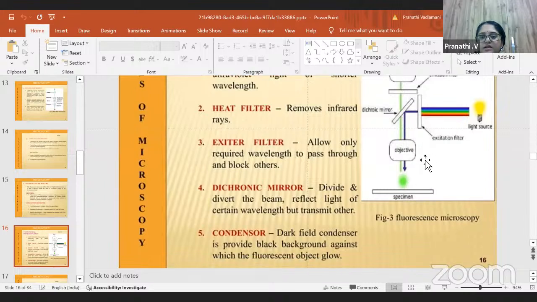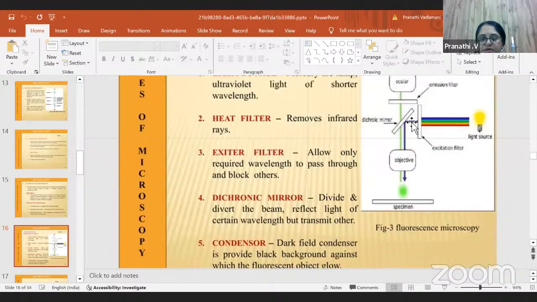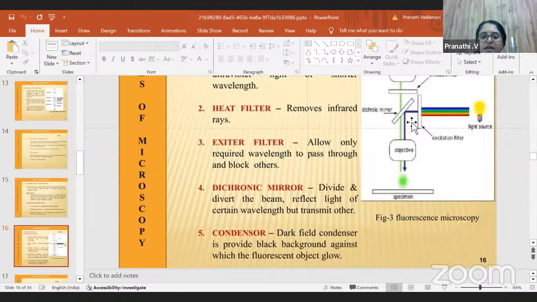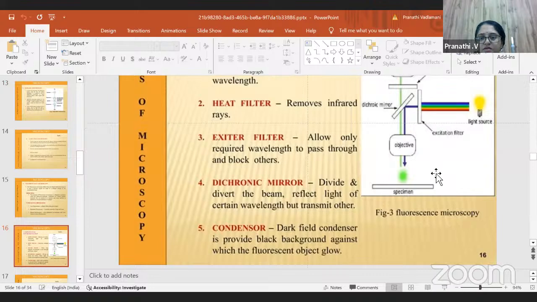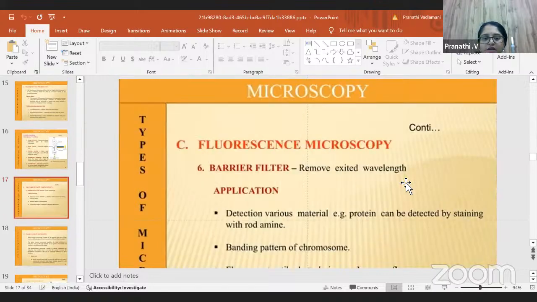So the condenser, we again have a condenser over here. I'm sorry, I missed it. So in this, you're going to get a dark background and the fluorescent object is going to be there. So this is the specimen and this is the objective. And you have a barrier filter, like I told you, which is going to remove the excited wave.